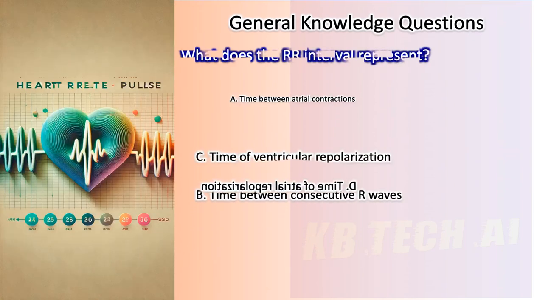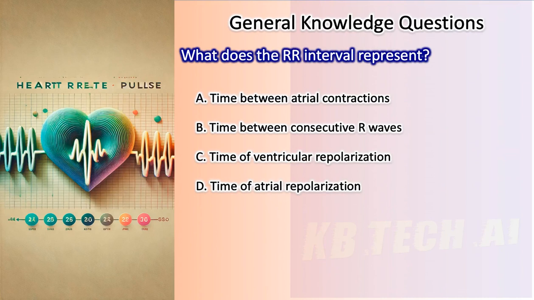What does the RR interval represent? Option 1, time between atrial contractions. Option 2, time between consecutive R waves. Option 3, time of ventricular repolarization. Option 4, time of atrial repolarization.